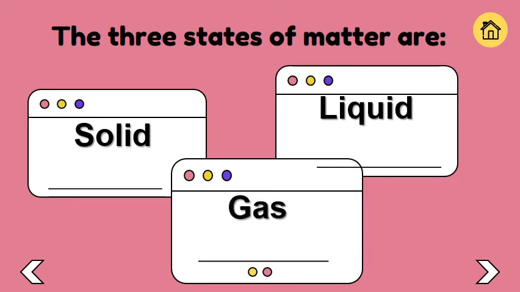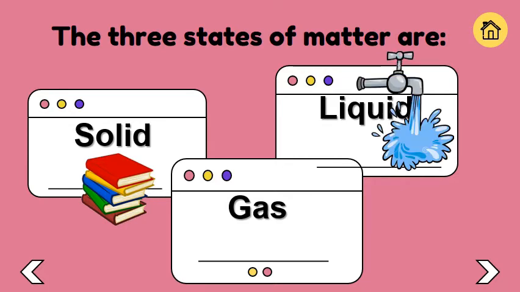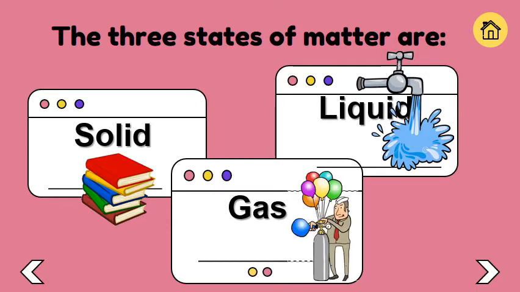The 3 states of matter are solid, example books, then liquid, example water, and finally we have gas, example balloons, the air in the balloon.